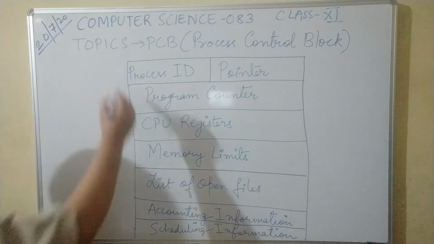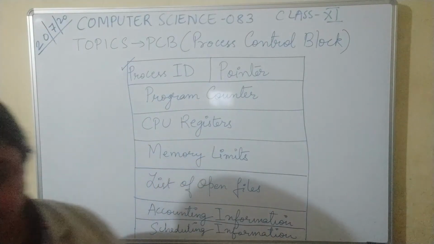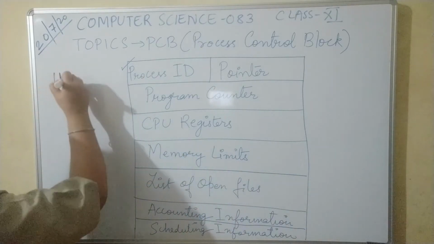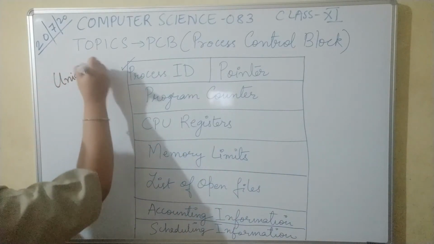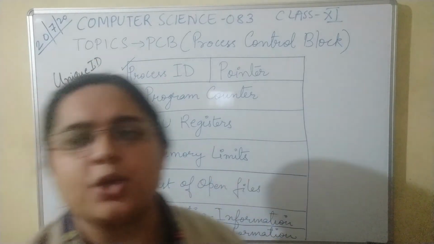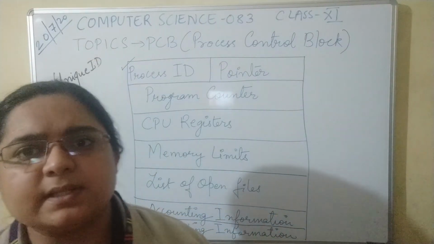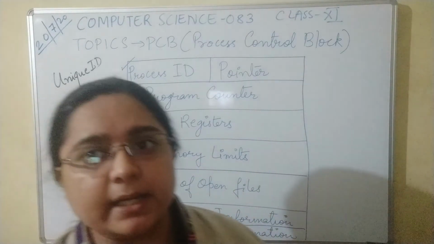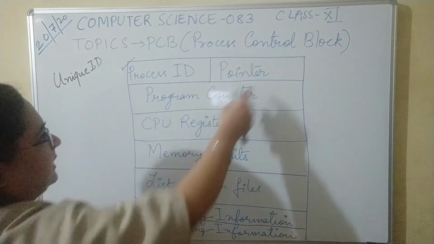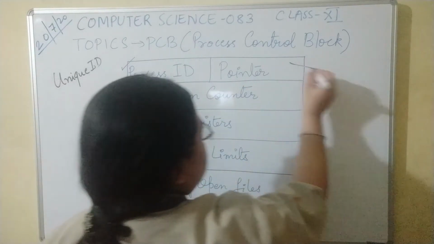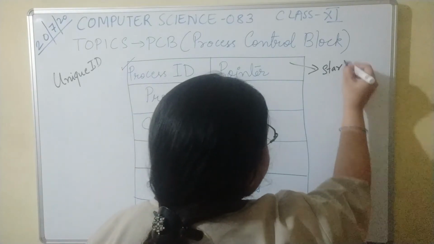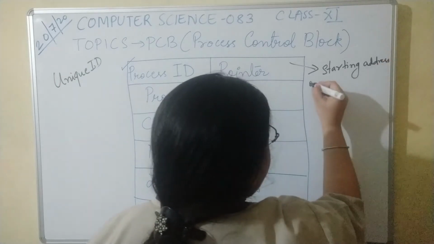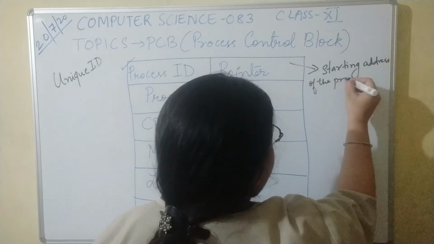Now first we start from process ID. So what is process ID? Process ID refers to a unique identifier, a unique ID which is given to your process. So whenever your process is executing, it will get a unique identifier which is for identification by the CPU. Second is pointer, which stores the starting address of the process in the memory.